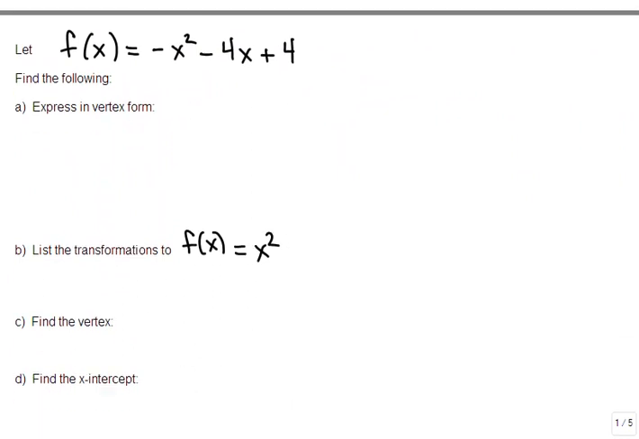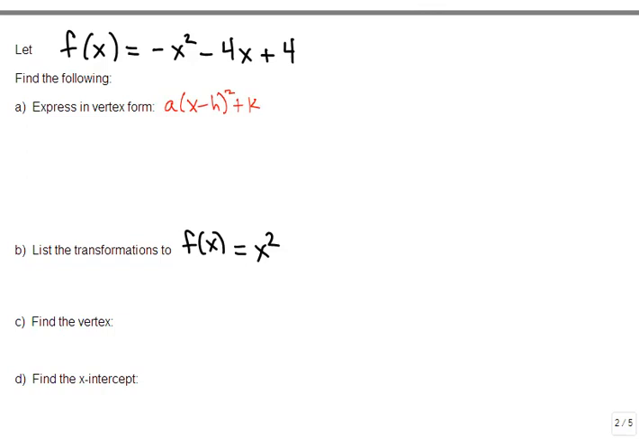So let's take the function negative x squared minus 4x plus 4. Now the first thing I want to do is take this quadratic, and right now it's in general form. It's that ax squared plus bx plus c. And what I want to do is convert it into vertex form. And remember, vertex form is this a parentheses x minus h squared plus k.